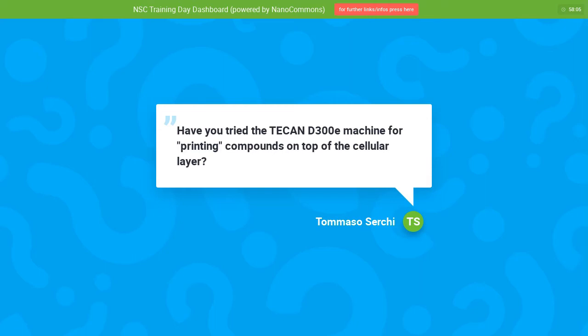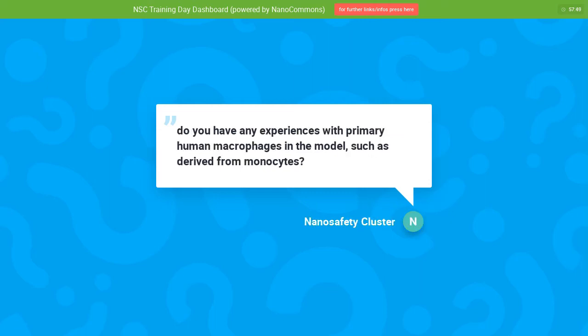No, we've not used the machine for printing our compounds on top of the cellular layer, but I think I've seen publications that have done so. So I bet it is fantastic. I would quite like to have a shot with it.